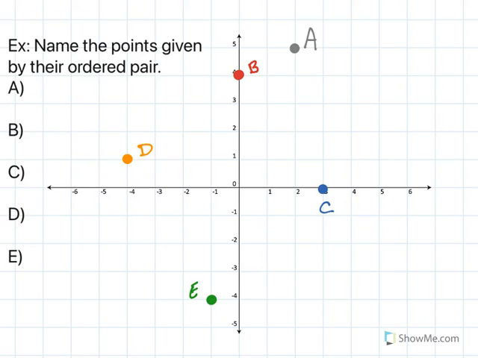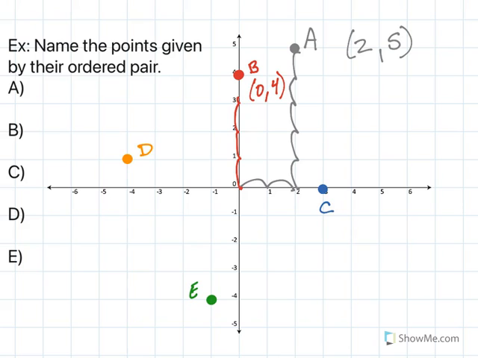Okay, now let's name the points given by their ordered pair. And we're going to do them in order by alphabet. So I'm going to start with point A. So you'll notice I went right 2, and then up 1, 2, 3, 4, 5. Since I'm in quadrant 1, both pieces are going to be positive. Now let's go to B. Looking at point B on the y-axis, I'm not moving right or left at all. So my x value is 0. So to get there, I'm just going up 1, 2, 3, 4 places. So my point is 0, 4.